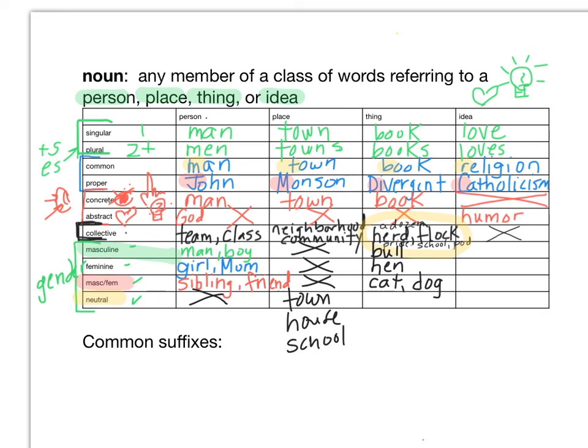Things that are neutral, those are your non-living things. My book has no gender. It is neutral. My iPhone has no gender. It is neutral. My desk has no gender. My car. So you'll notice in this list, things that fit in the neutral gender category are non-living. They really don't have any sense of male or female.